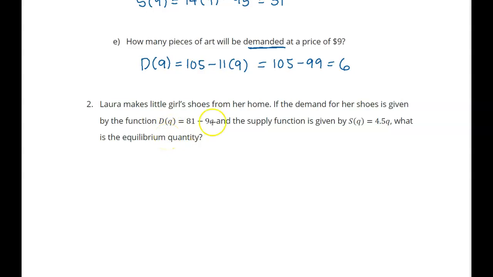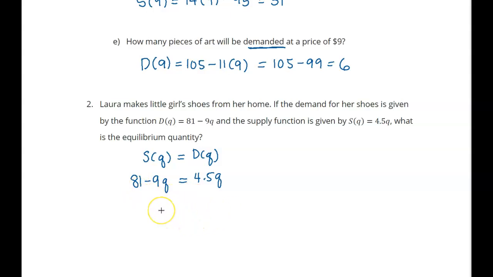So to do that, since we are going to look for the equilibrium quantity, we are going to solve for the value of q when S of q is equal to D of q. So that is the intersection of the two functions. So we have 81 minus 9q is equal to 4.5q. To solve for q, we will put all the terms that contain q on one side of the equation, and those without will be on the other side of the equation.